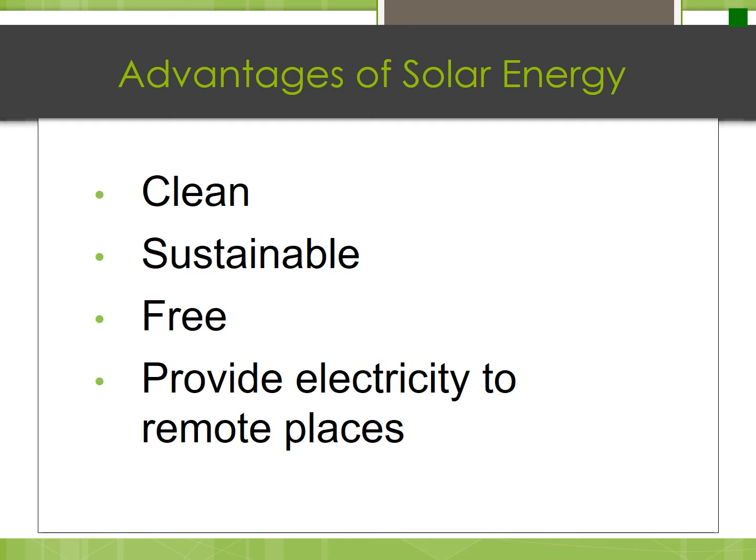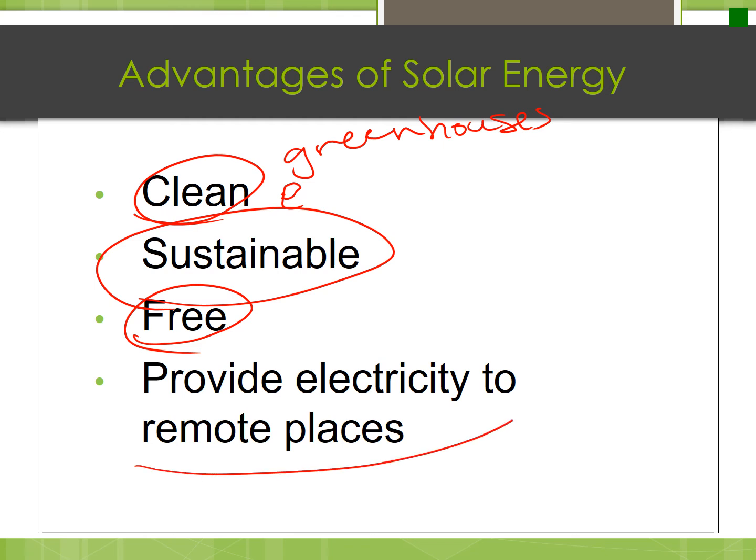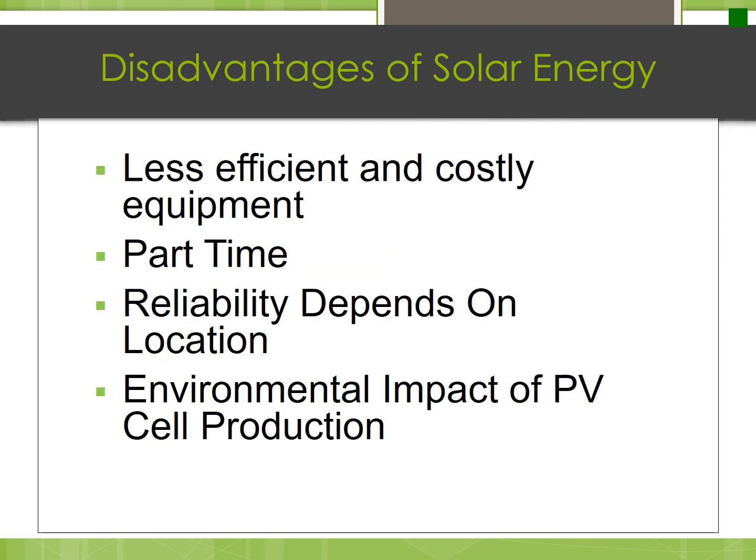So what are some advantages of solar energy? First off, it's clean. You're not emitting any greenhouse gases, no carbon dioxide, none of that. It is sustainable, meaning we're always going to have the sun as our source of energy, so you can reuse it. It is free. Nobody has ownership over the sun, and it provides electricity to remote places, so things that are not on the grid, you can still get electricity from.